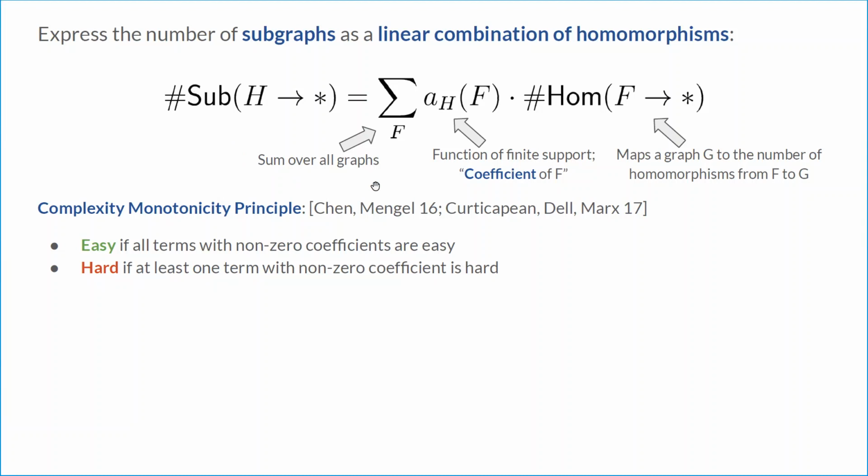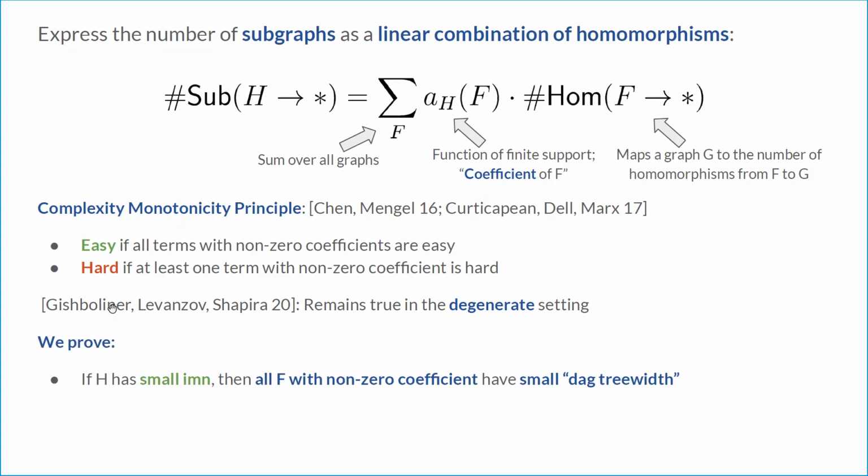And this property is really very special to linear combination of homomorphism counts. This property does not hold in general. Chen and Mengel and independently Kote-Carpendale and Marx proved this principle in the general setting. And then 2 years ago, Gishpolina, Levantsov, and Shapira observed that this principle actually remains true in the setting of degenerate graphs. And then equipped with those tools, we proved the following.